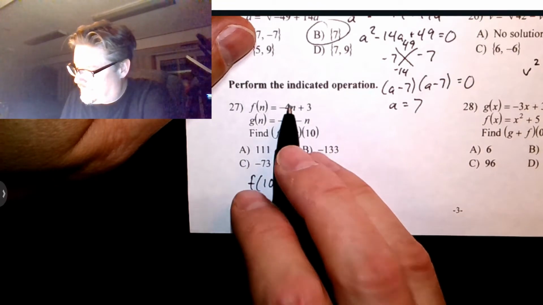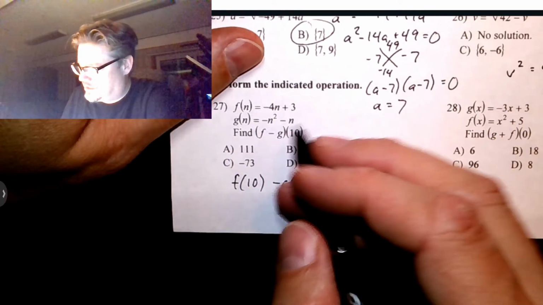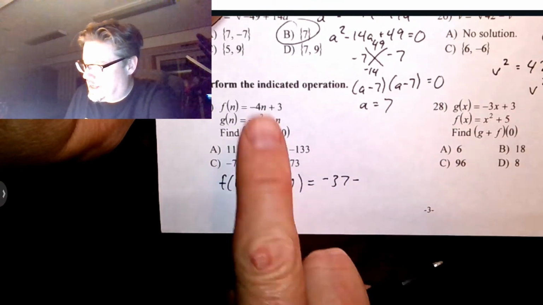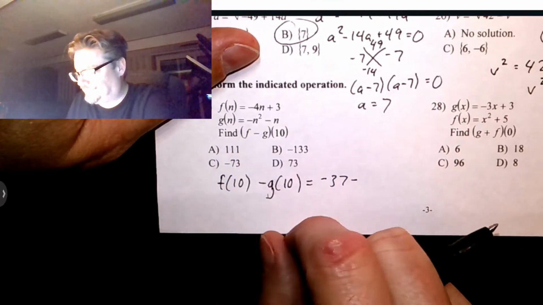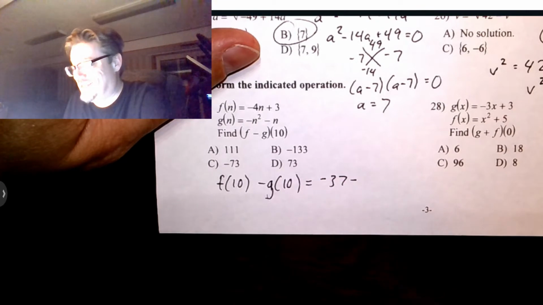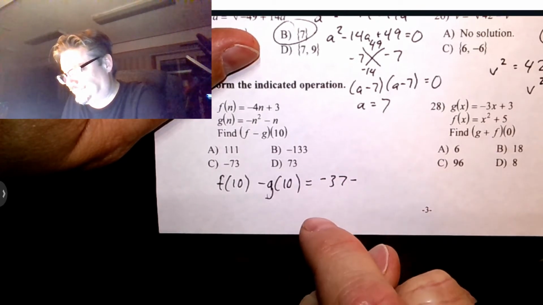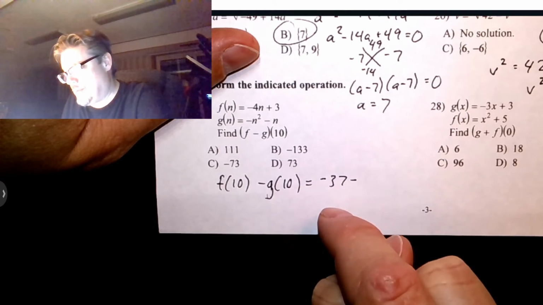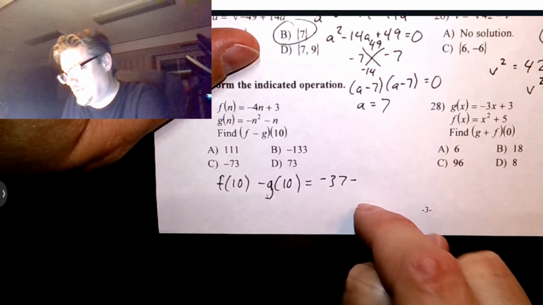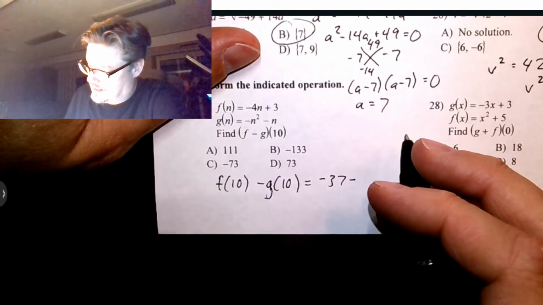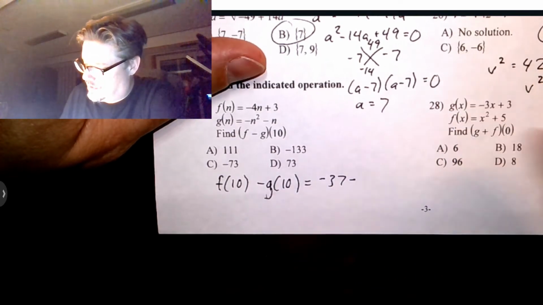f of 10, negative 40 plus 3. I can do that in my head actually. That's going to be negative 37 minus this. Now negative 10, I'm sorry, positive 10 squared is 100. That's a negative 100 minus 10 is negative 110 minus negative 1.